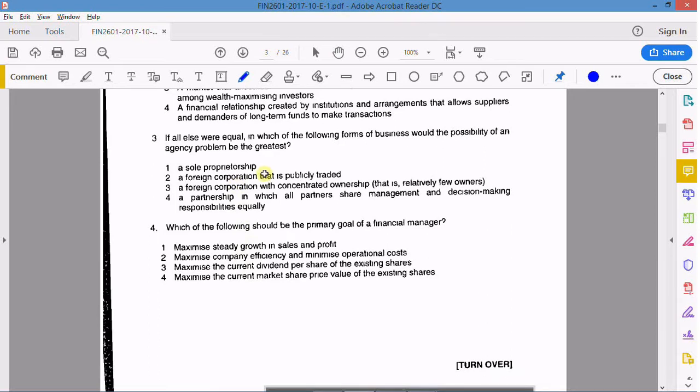If everything else was equal, in which of the following forms of business would the possibility of an agency problem be greatest? Agency problem is greatest when you have agents, so agents don't apply to sole proprietorship. Out. Foreign corporation that is publicly traded: if it's publicly traded, it's regulated, less chance of an agency problem. Foreign corporation with concentrated ownership, that is relatively few owners: yes, those few owners can make decisions that benefit them. A partnership in which all partners share management decision making? No. It's actually 3.